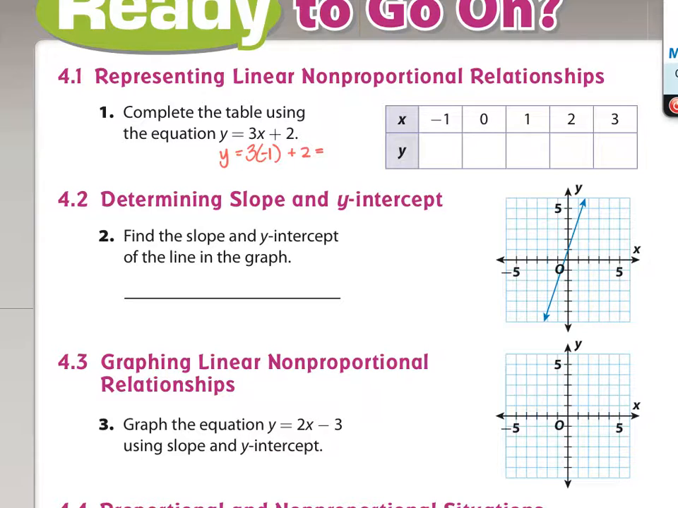Okay, if y equals 3 times -1 plus 2, 3 times -1 is -3. -3 plus 2 is -1. I'm not going to show the work for every single one of these. I'm just going to do it for the first couple. So if x is 0, 3 times 0 plus 2 is 0 plus 2, which is 2. Okay, 3 times 1 and then plus 2 is 5. 3 times 2 is 6, plus 2 is 8. 3 times 3 is 9, plus 2 is 11. Okay, and so that's how I get all that.